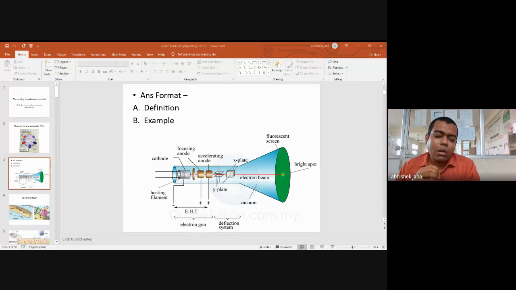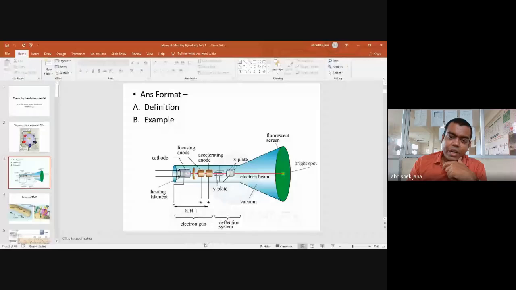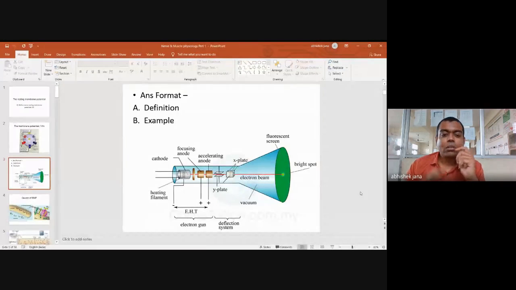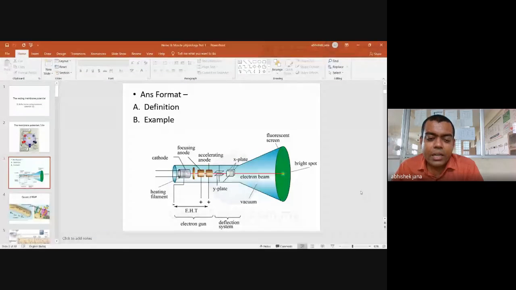Now, how to record this? As I told you, if you place one electrode inside of the cell and another electrode outside of the cell membrane, you can record the difference of the potential. Now, how to do that? One important technique, a very old technique, is called the cathode ray oscilloscope. In this case, as you can see, the cathodes are there. You can see over here.